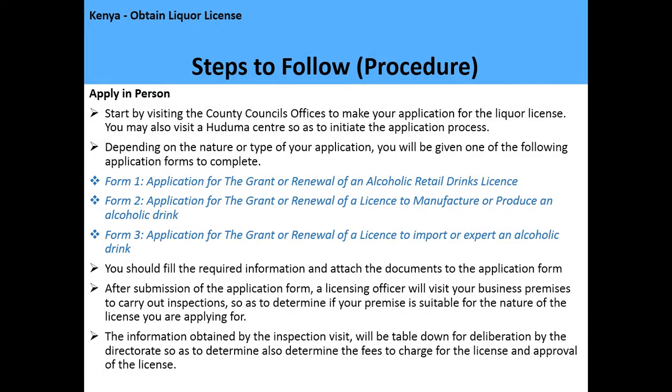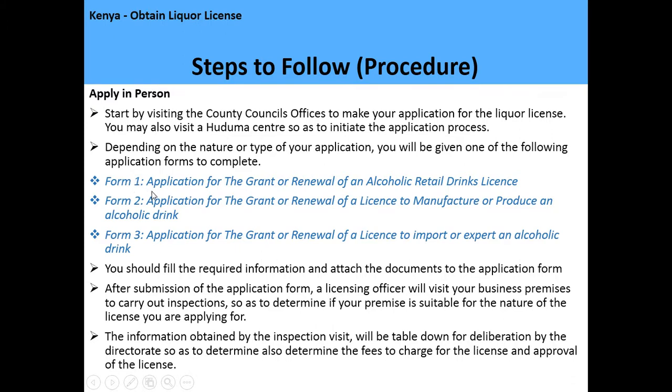The application can be done in person or online. If you're doing it in person, you can start by visiting the county council offices to make your application, or Huduma centers. The county council offices also have branches in wards, and you can visit your ward licensing office to make inquiry about your application. Depending on the nature of your application, you'll be given the following application forms to fill.